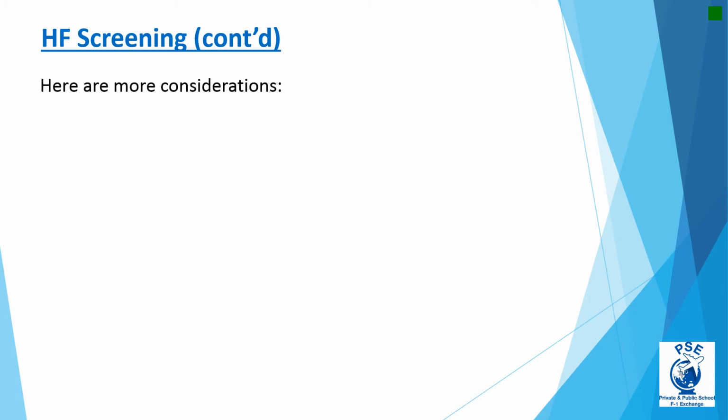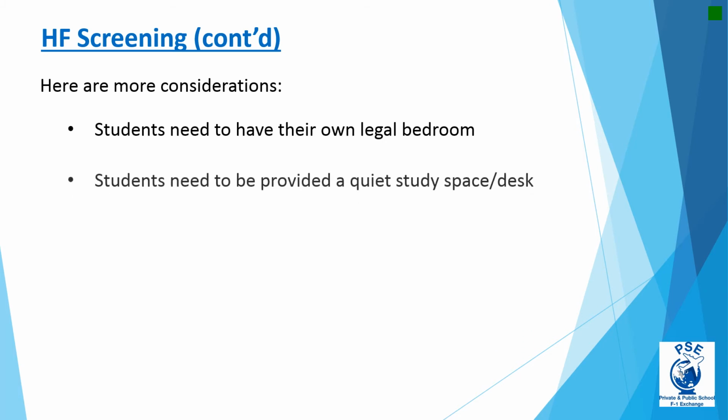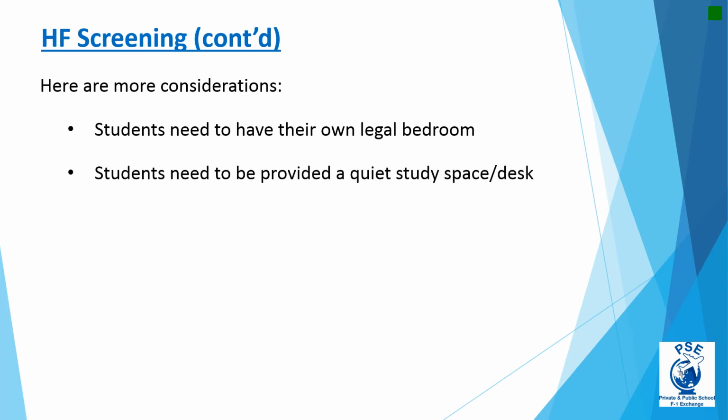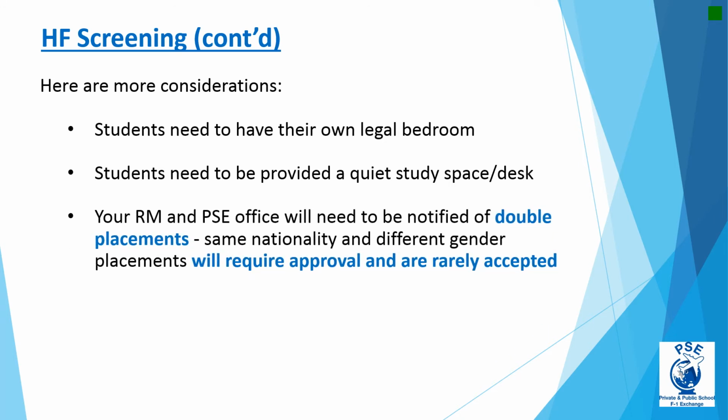Here are more considerations. Students need to have their own legal bedroom. Students need to be provided with a quiet study space and desk. Double placements are when 2 international students are placed within the same host family. If the students are of different nationalities and they each have their own bedrooms, then your regional manager and PSE office will need to be notified, but approval is not required. However, if both students share the same nationality, or if the students are not of the same gender, a request will need to be sent to your regional manager and PSE office for approval. This will be allowed only if approval is granted.